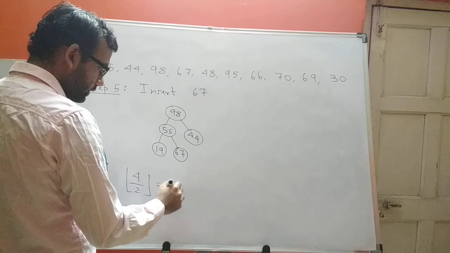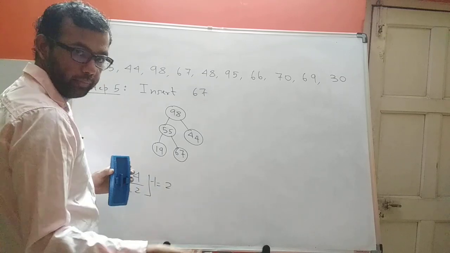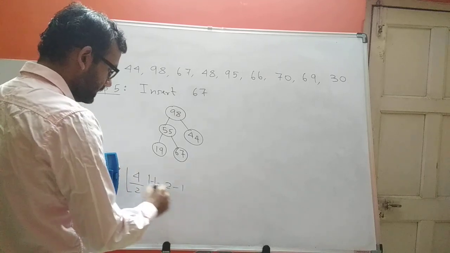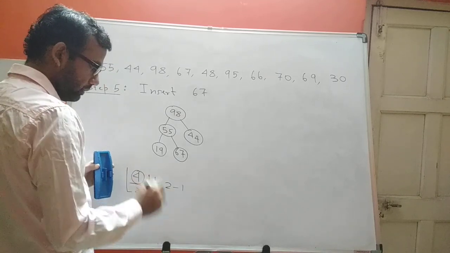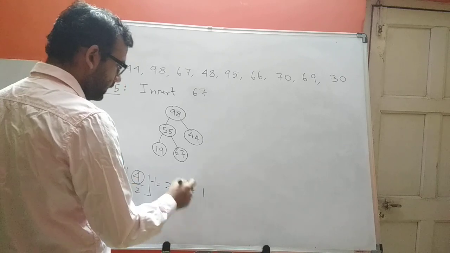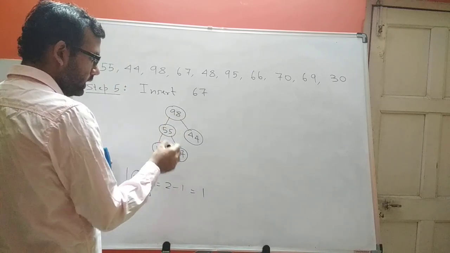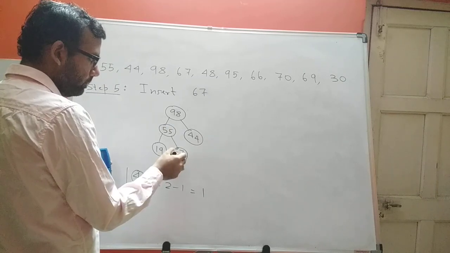Now since it's even, I'll have to subtract 1, like you saw. Had it been odd, I would not need to subtract 1. But since 4 is an even number, I have to subtract 1. So 2 minus 1 is 1. Now look at the element present at index 1. This is at index 0, this is at index 1. So 55 is rightly the parent of 67.